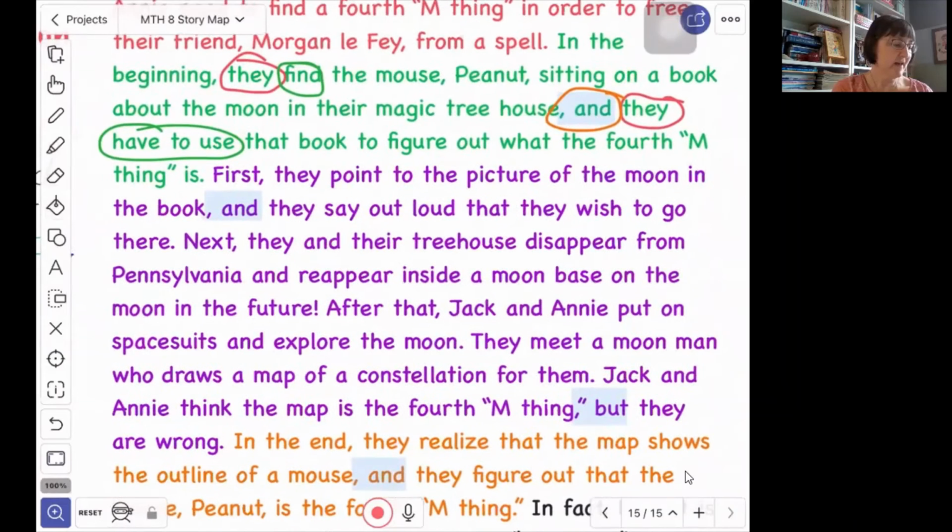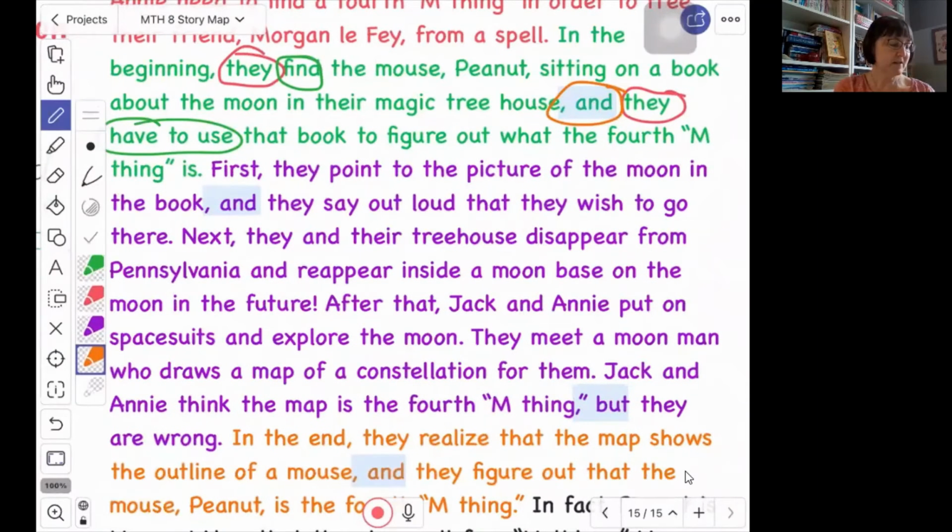In this first event, first, they point to the picture of the moon in the book and they say out loud that they wish to go there. So in our first sentence, it's they, that's our subject, and they're pointing to the picture of the moon in the book. And then our next sentence is they, and what are they doing? They say something out loud. So those are the two sentences, and we combine them with comma and.